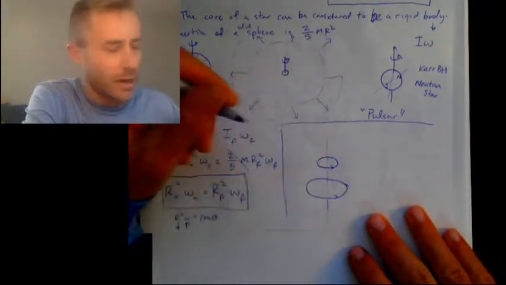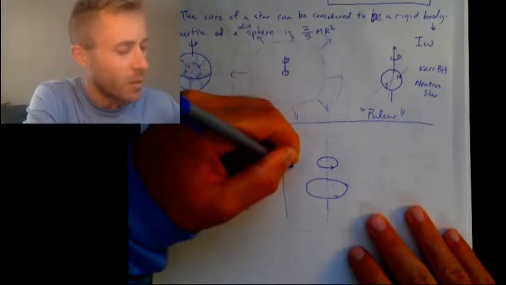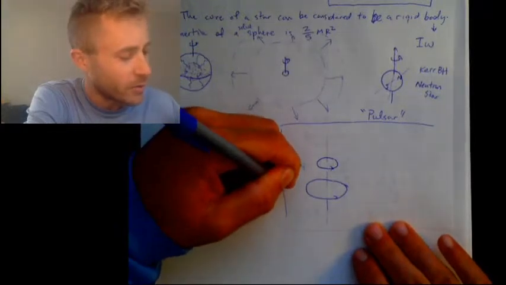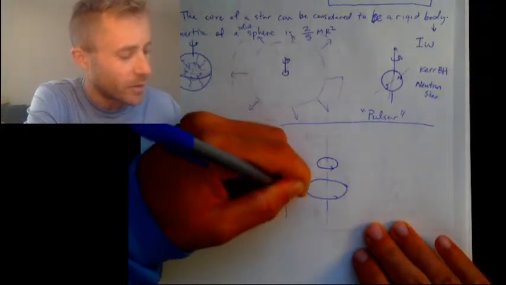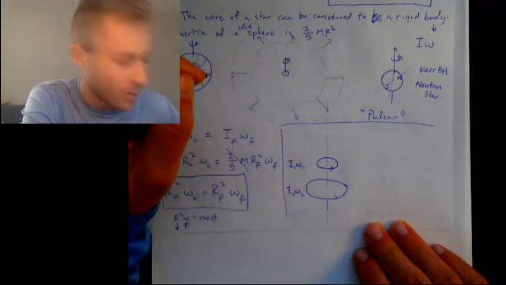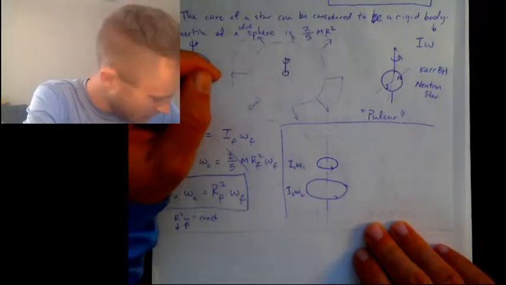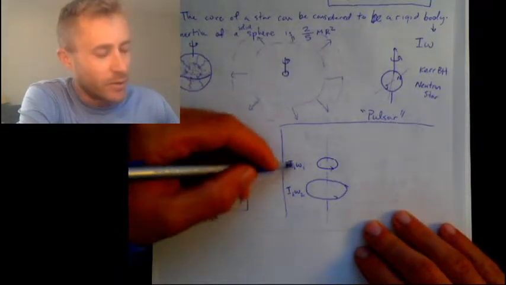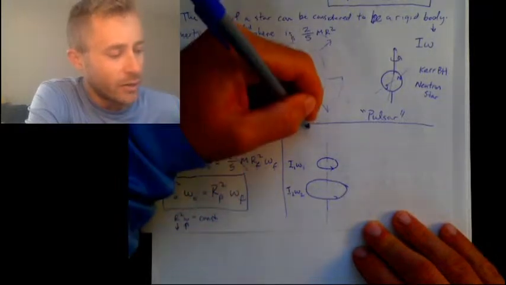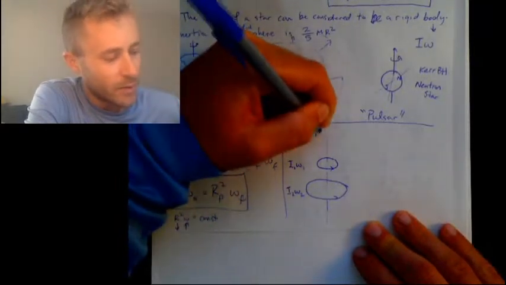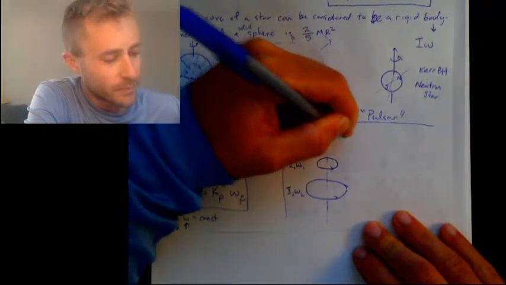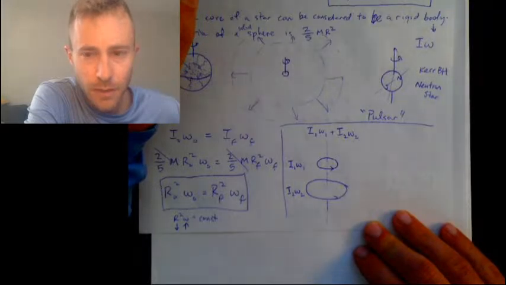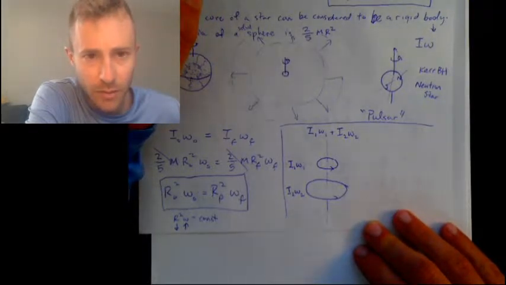This disk has an angular momentum of I1 times omega 1. This disk has an angular momentum of I2 times omega 2. All right? So they're spinning at different rates. They have different inertias. So the initial angular momentum is going to be the sum of those two. All right? The initial angular momentum is going to be the sum of those two.